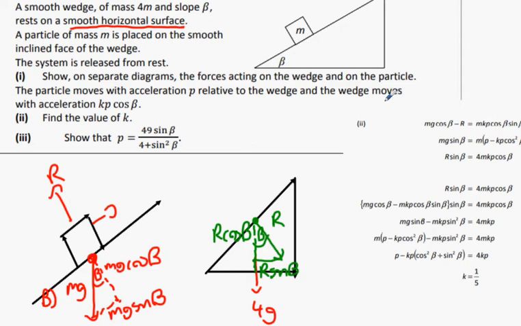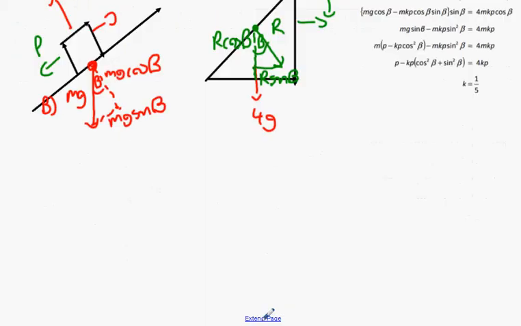Find the acceleration. The particle moves with acceleration P relative to the wedge, and the wedge moves with acceleration Kp cos beta. Find the value of K and show that P equals this here. Okay, anybody remember our system? The acceleration. MA. In which direction? Do you not do an acceleration triangle? Oh, you do. You would, normally.